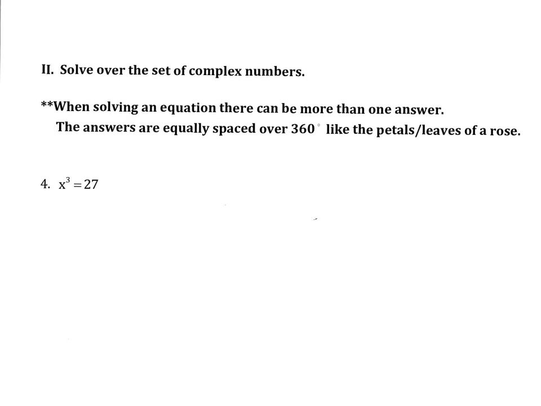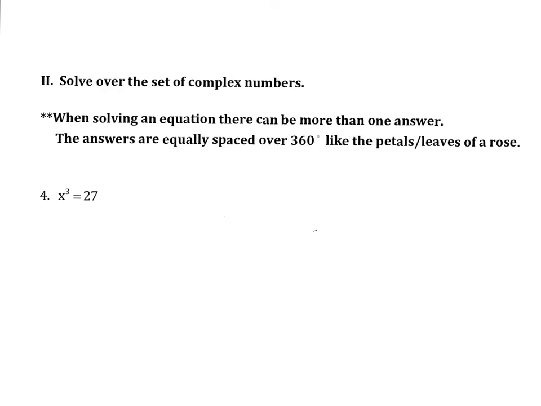So we're going to solve over the set of complex numbers. When this is your directions, it means find every possible answer there is to solve the equation, which will most likely involve imaginary numbers. So, in order to do that, we're going to need de Moivre's theorem. Once we realize how many answers there are, using what's called the fundamental theorem of algebra, then we can know how far apart these answers are going to be in the polar plane. So the answers are equally spaced over 360, like petals and leaves of a rose.